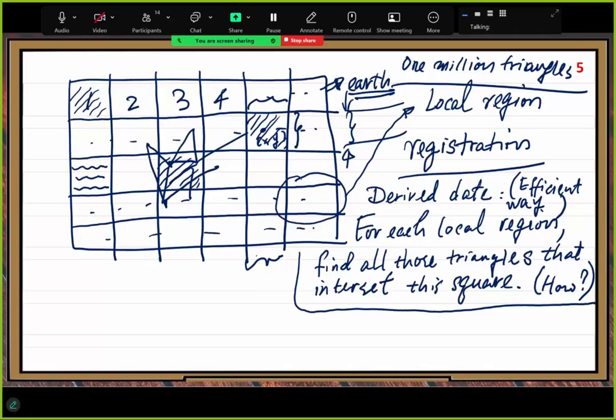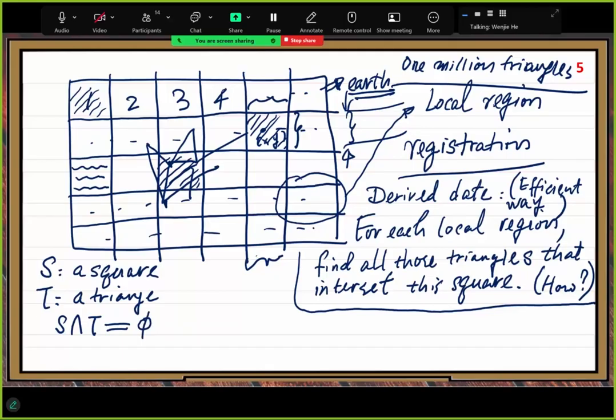Here I use S to represent a square and T to represent a triangle, because we want to determine whether a given S intersects with a triangle or not. So what do we want to do? We check whether S intersect T equals the empty set. If it's empty, there is no intersection. So the answer is yes or no: yes, no intersection.